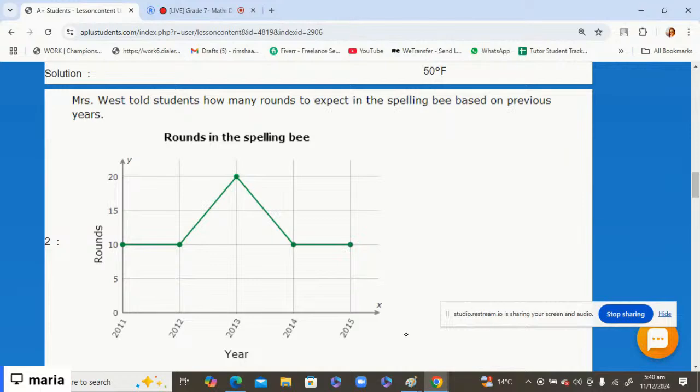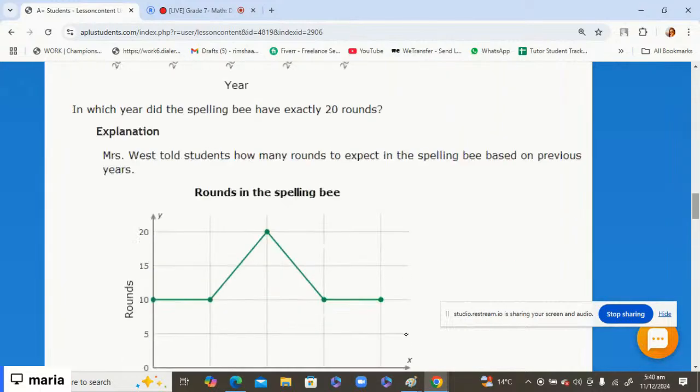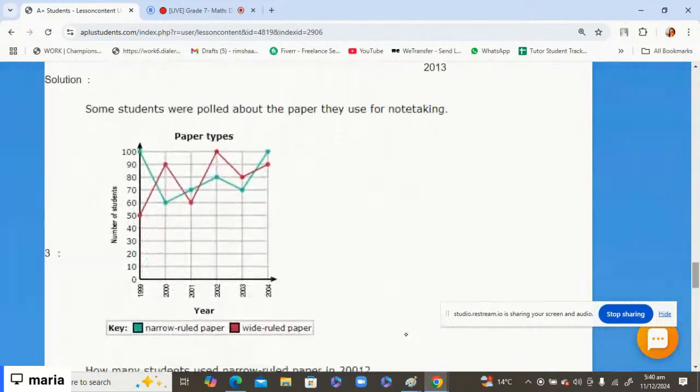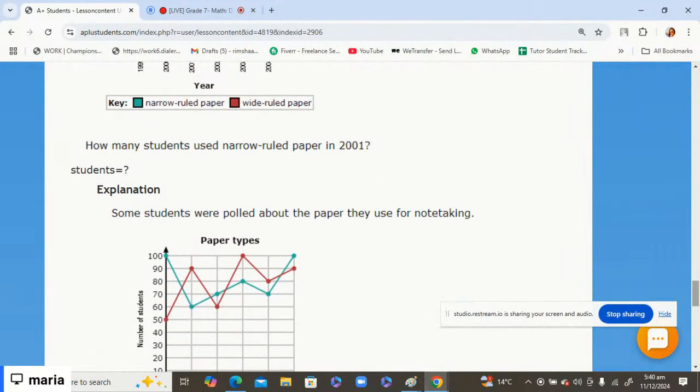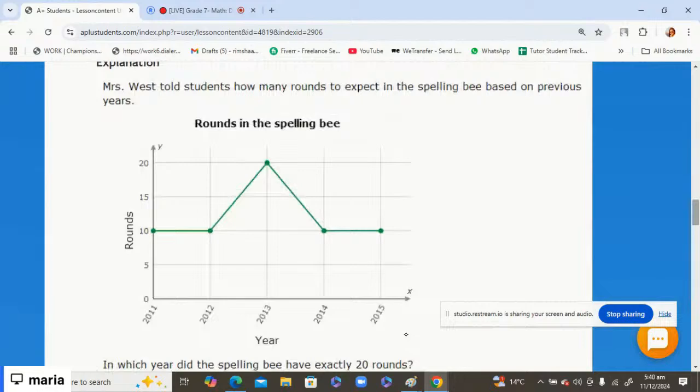Okay, exactly. We're putting the exact point for that. And the exact point is given. Okay, that is 2013. Now let's do the test questions.